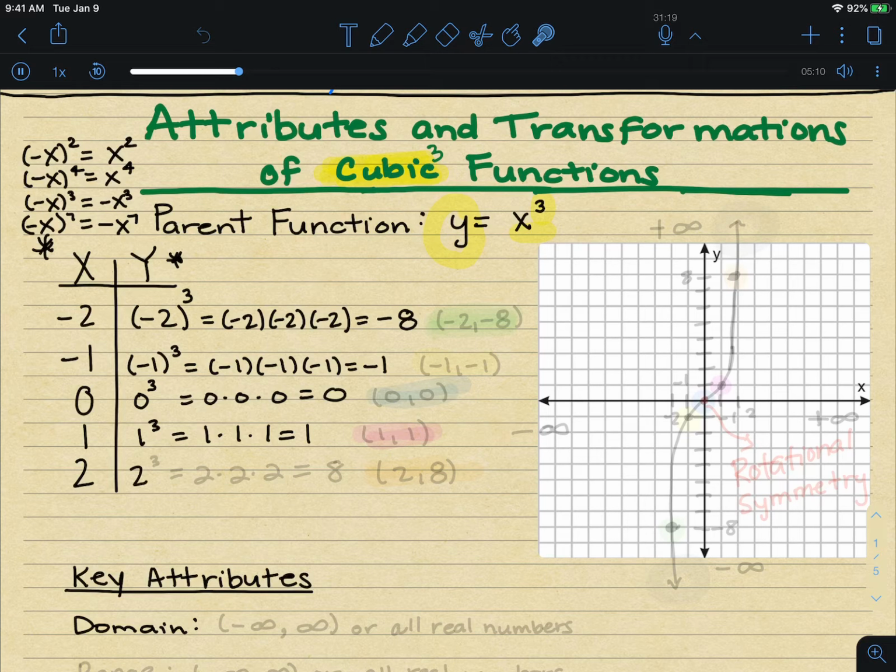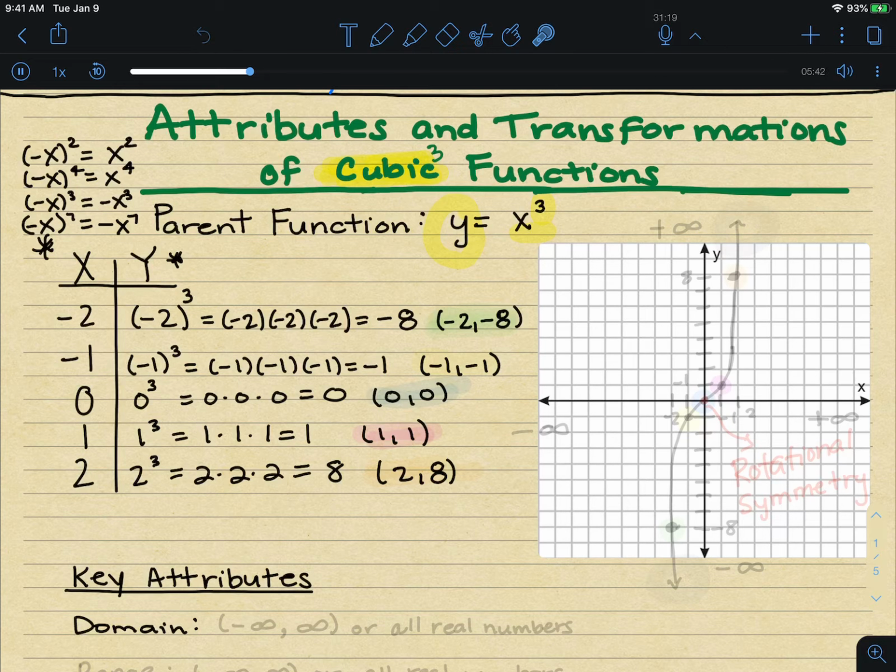And then 2 cubed is literally just going to be 2 times 2 times 2, which is the same thing as the first one. So it's just going to be 8, but instead of being negative, it is going to be positive. So now that I have that, my ordered pairs are going to be (-2, -8), (-1, -1), (0, 0), (1, 1), and then (2, 8).